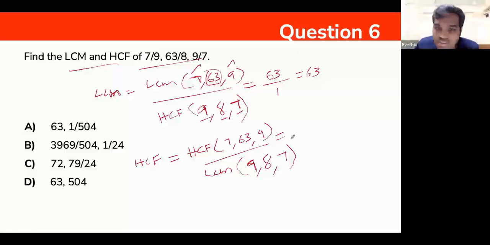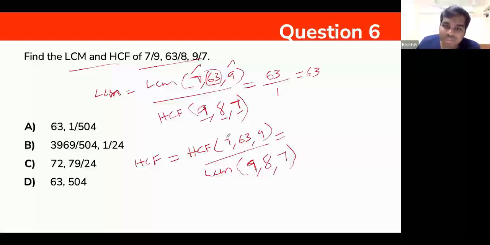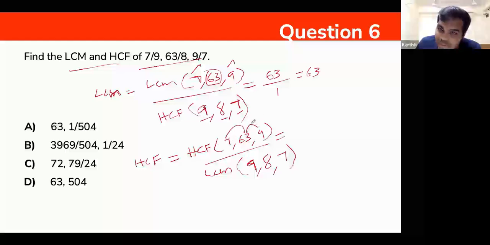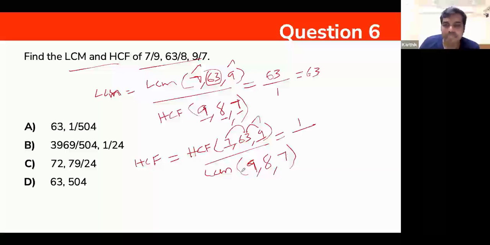It is actually 1. So these three things will not come in any two number. See, 7 and 63 will come in 7 table. 9 and 63 will come in 9 table. But 7, 9 and 63 together will not come in any table other than 1. So this is 1. Now LCM of 9, 8 and 7.